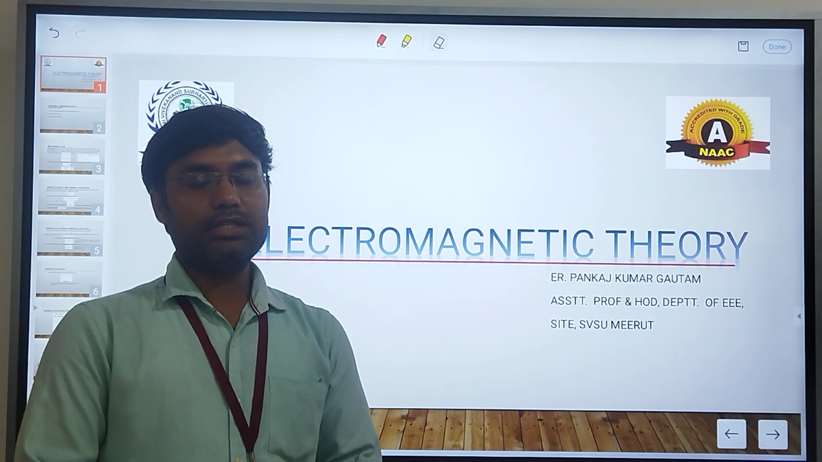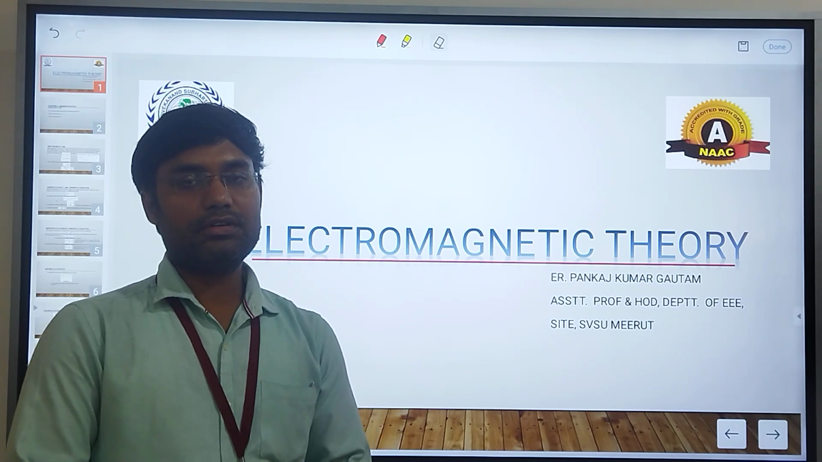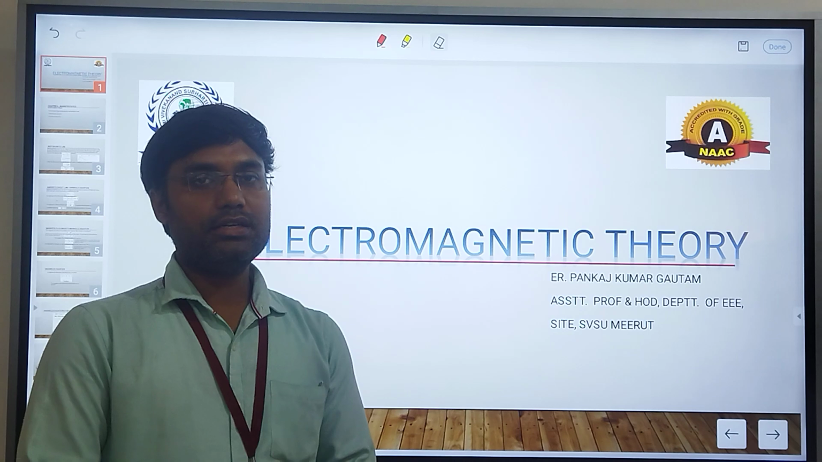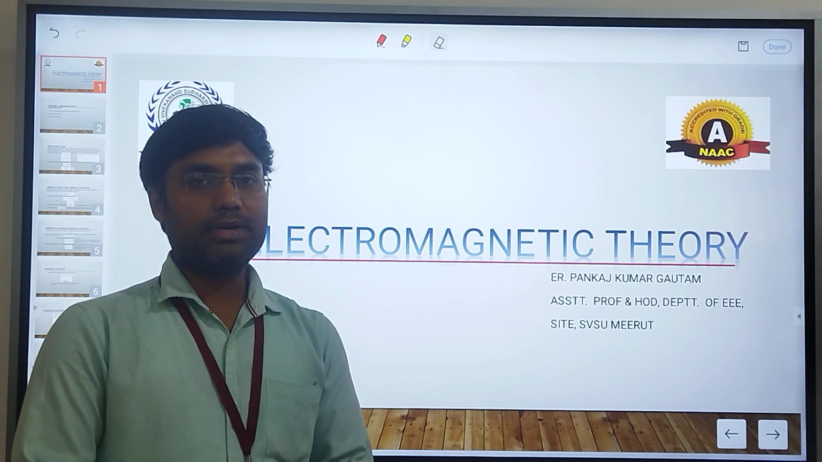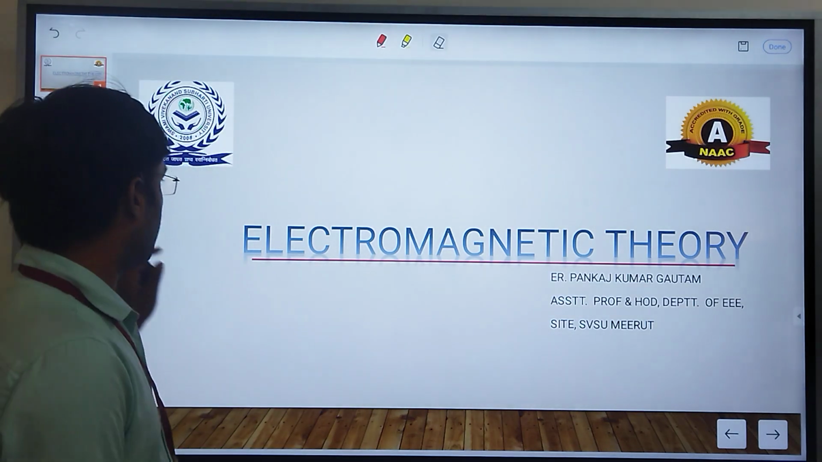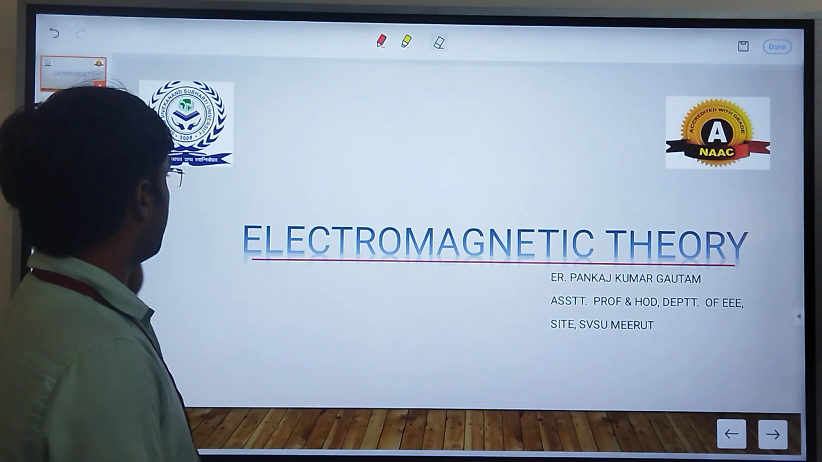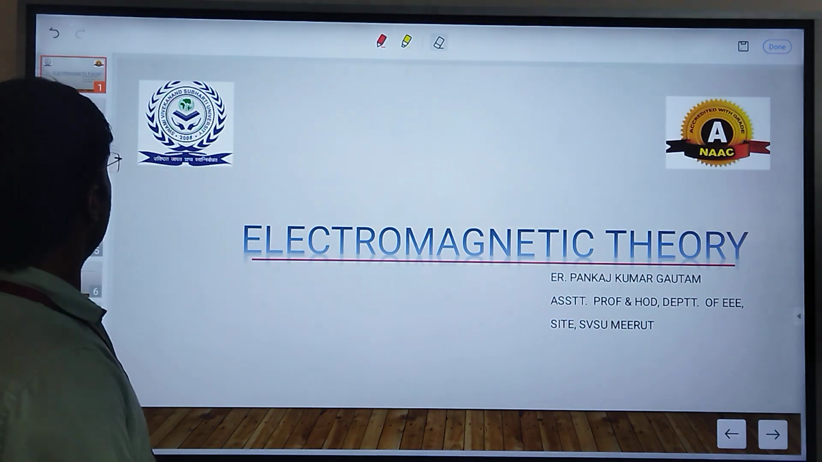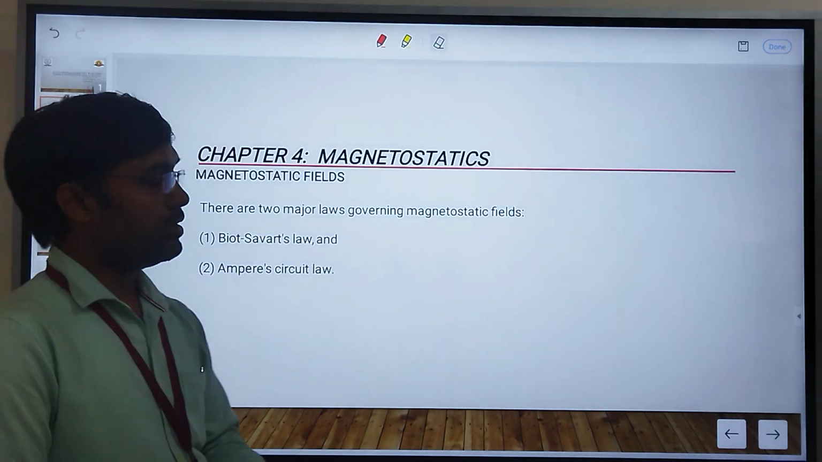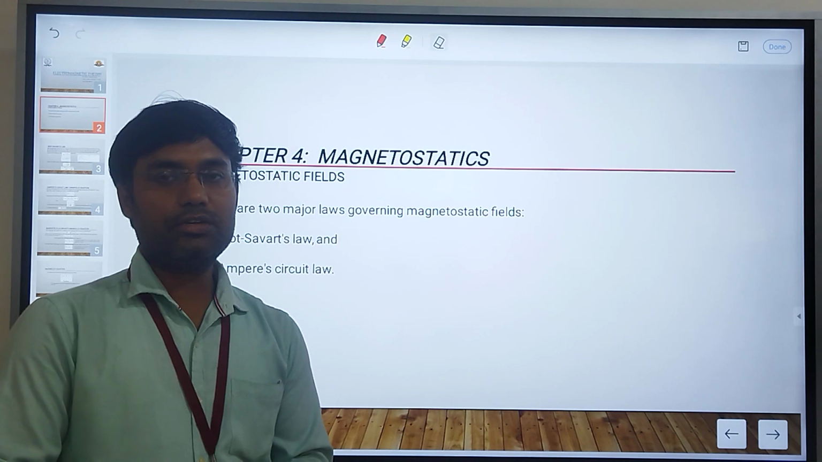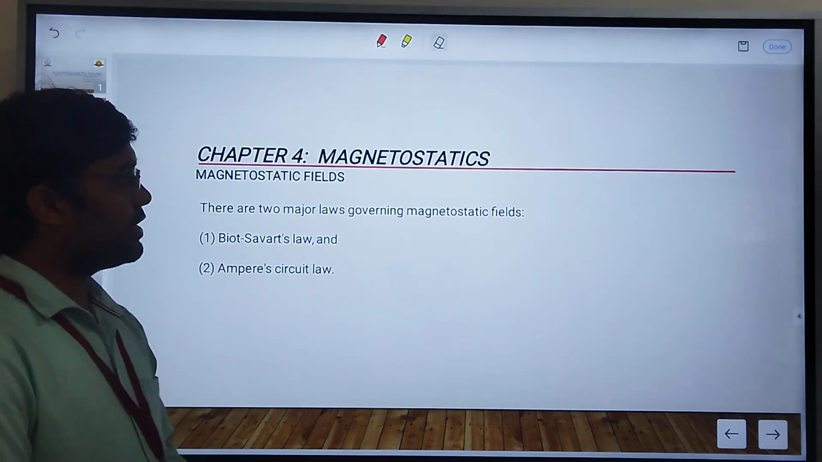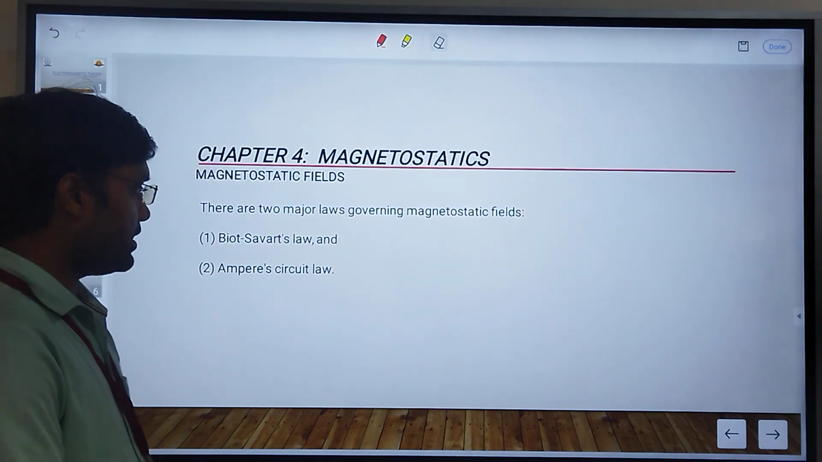In continuation of the series of lectures on electromagnetic field theory, now we will discuss magnetostatics. In magnetostatics, there are two major laws governing magnetic fields, the magnetostatic fields.